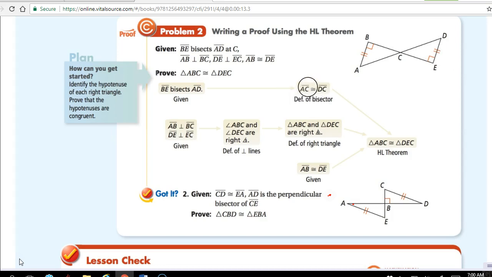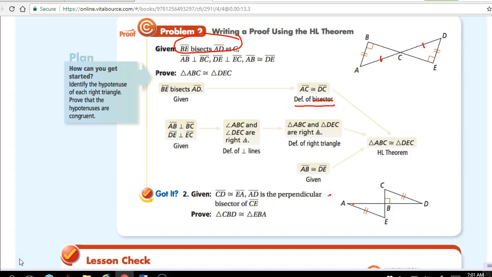Here's the one we have to kind of figure out on our own, and that is that AC is going to be congruent to DC, which is this right here and this right here. And that comes from this statement right here, that BE bisects AD. By definition of bisector, it splits AD in half, or splits it into two equal parts. And that's why we know that those two parts are going to be congruent, by the definition of bisector.